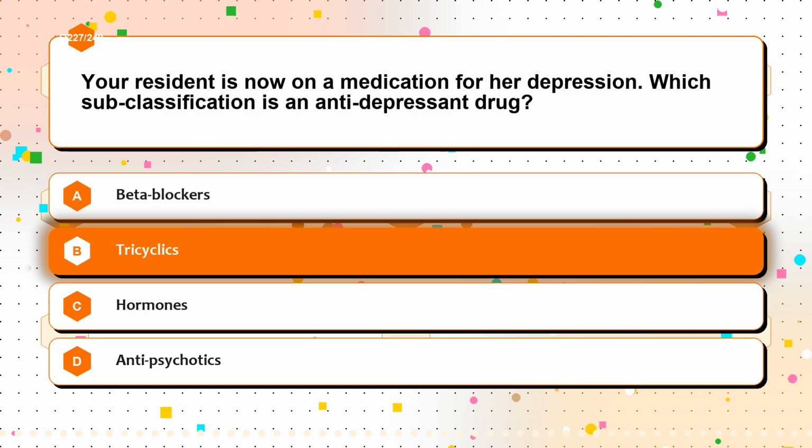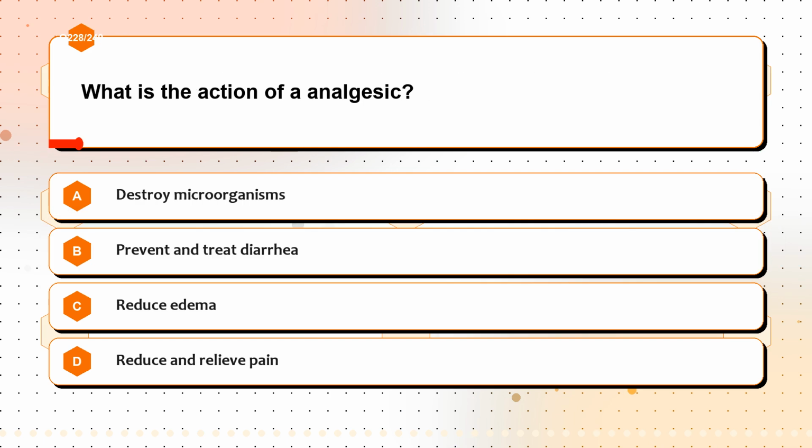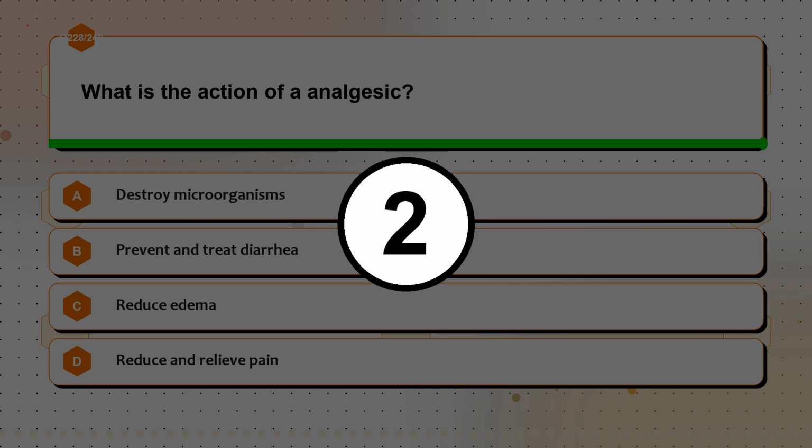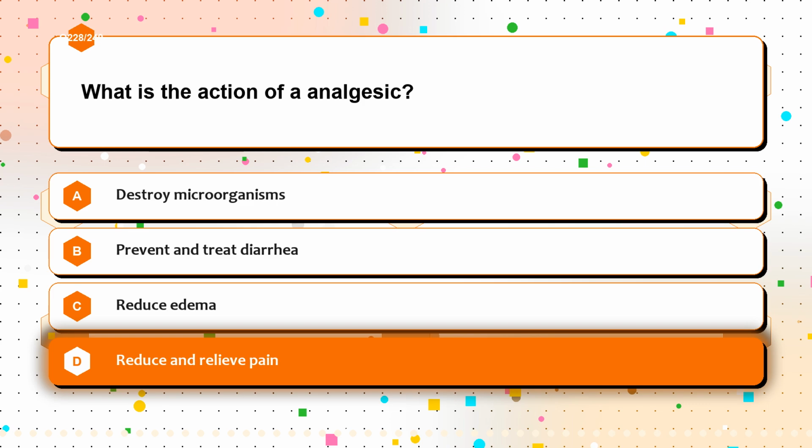The correct answer is option B, tricyclics. Question 228. What is the action of an analgesic? Here are the options. Option A, destroy microorganisms. Option B, prevent and treat diarrhea. Option C, reduce edema. Option D, reduce and relieve pain. The correct answer is option D, reduce and relieve pain.